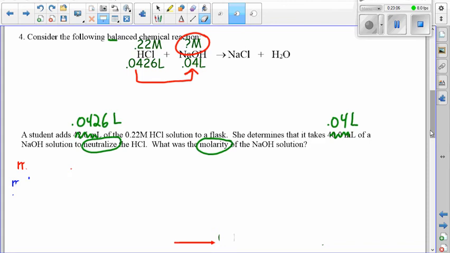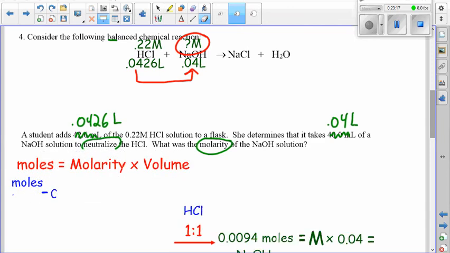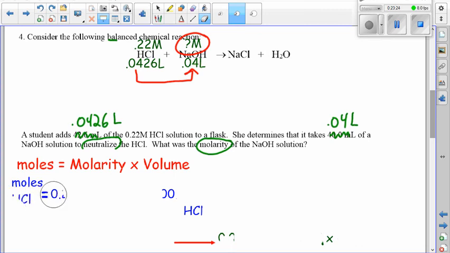I'm going to start by calculating the moles of HCl, as I normally would. Calculate the moles of what you started with. My moles are going to be equal to the molarity times the volume, because it's a solution. So moles is equal to 0.22, that's my molarity, times my volume, which is 0.0426. So I got that many moles of HCl.